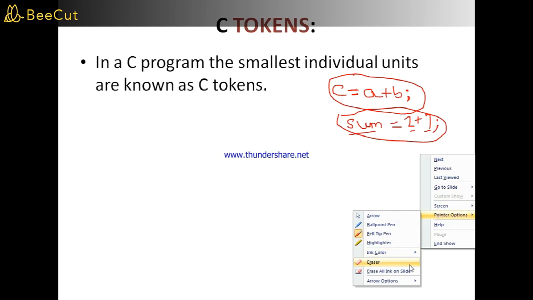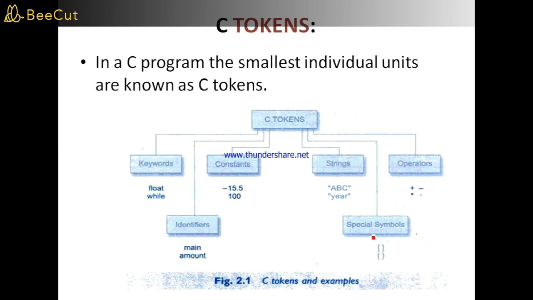Let me move on to the topic of types of tokens. Here are the different types of tokens. C tokens are divided into keywords, constants, strings, operators, special symbols, and identifiers. So a C token contains six different parts. It contains keywords. We will discuss all these topics one by one, but let me explain them briefly in this slide.